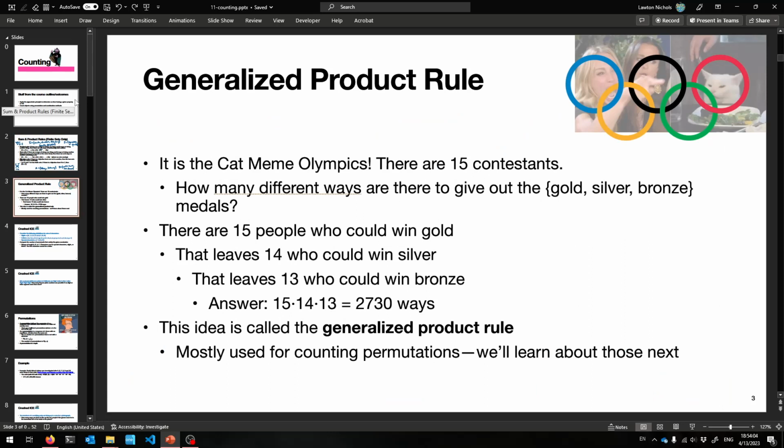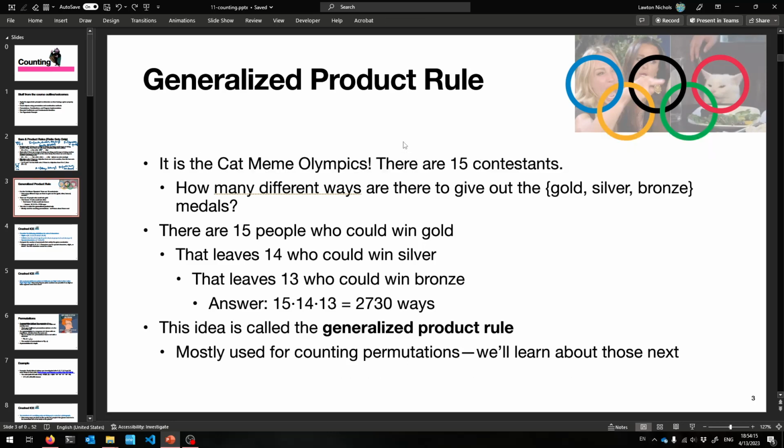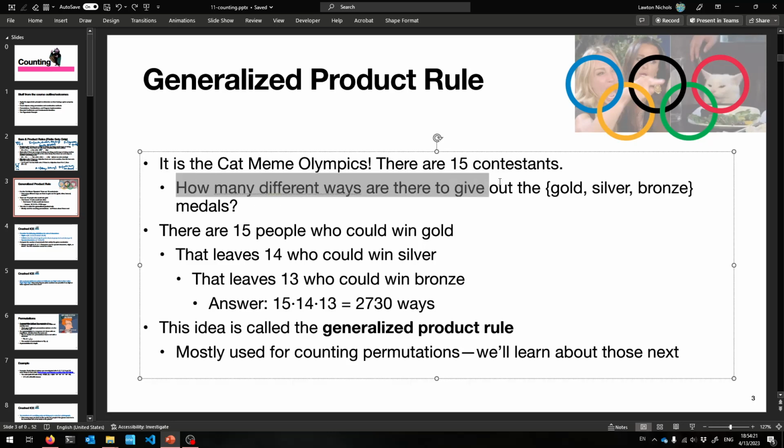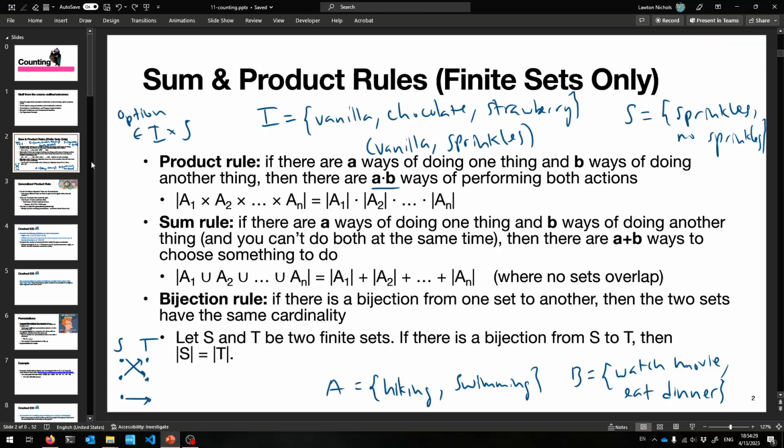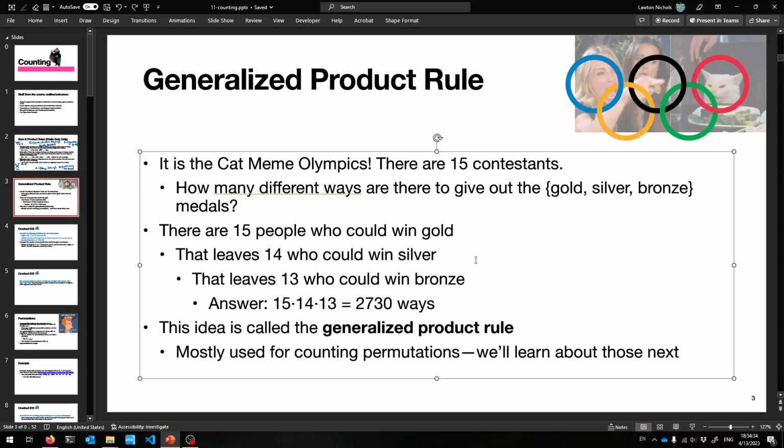Let's create the generalized product rule. And so here's my silly example. Let's say that we are participating in the cat meme Olympics, and there are 15 contestants of cat memes to choose from. The question is, how many different ways are there to give out the medals to the 15 contestants? You got gold and silver and bronze to give out. And the way that you think about it is eventually you're going to build up a product, and it's going to be very similar to the product rule, but it's generalized, I guess.